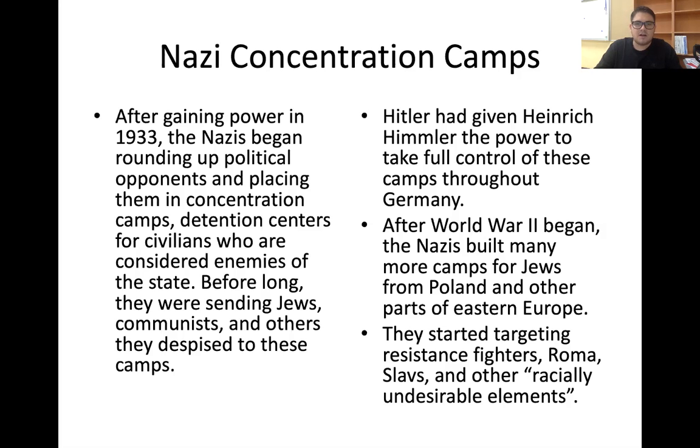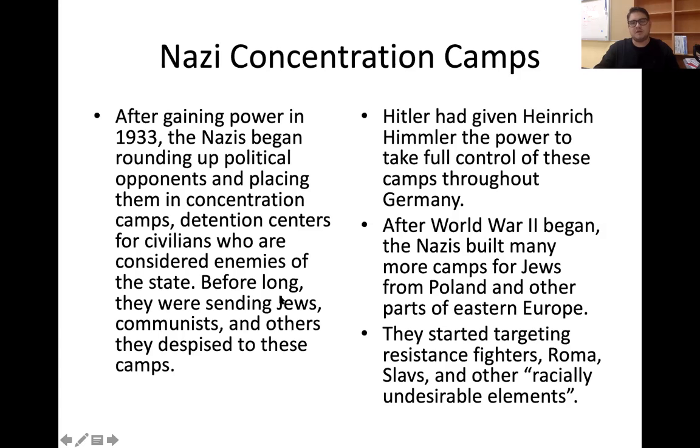And when we talk about concentration camps, class, we need to realize that they are not in Germany. Initially, some of the camps that started were, but the big concentration camps are not going to be in Germany. And there's reasons for that we'll talk about. So like I said, class, after World War II began, the Nazis built many more camps for Jews from Poland and other parts of Eastern Europe. So whenever they started gobbling up more and more of these countries and their populations, what they would do is they'll round up the Jews. They'll go into town and say, hey, who are the Jews here? They would take them all, put them on a train, and send them to Poland, right?